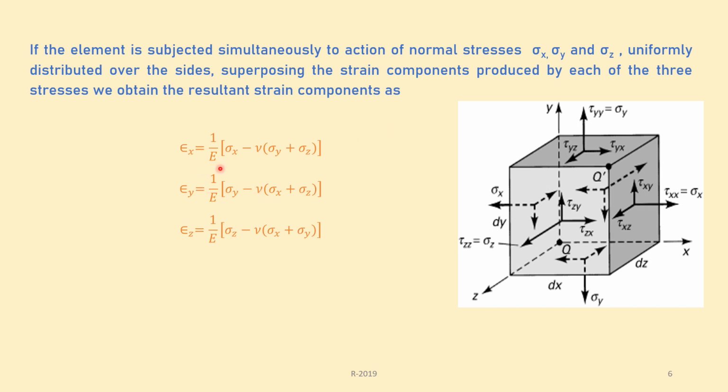epsilon x is equal to 1 by E into sigma x minus nu into sigma y plus sigma z. From the equations in the previous slides, you can understand this is the resultant strain in x direction. Similarly, the resultant strain in y direction.